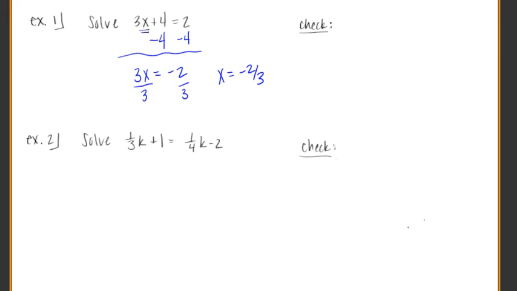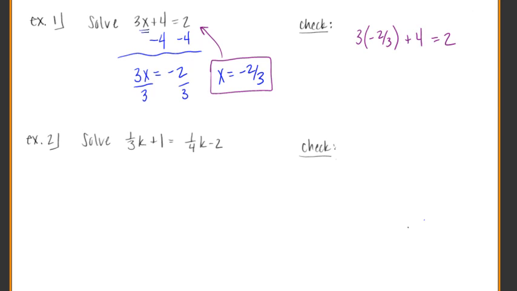Now we have this option because with any kind of equation like this, we can always check our answer. So going back, we're going to take what we think our answer is, plug it into our original equation and check it out. So 3 times negative 2/3 plus 4 should equal 2. So let's see if we can get a 2.